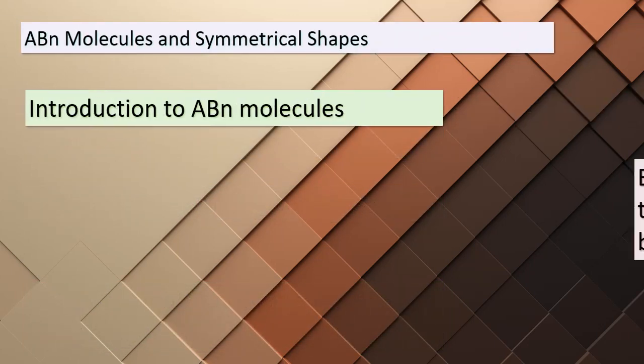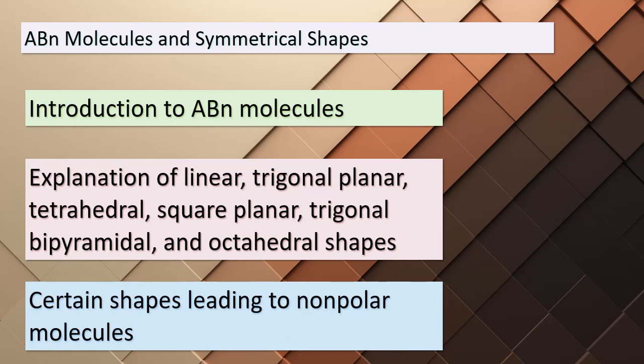Now, let's explore a bit further. We have a group of molecules known as AB_n molecules, where A represents the central atom and B represents surrounding atoms. These molecules can take on various shapes, such as linear, trigonal planar, tetrahedral, square planar, trigonal bipyramidal, and octahedral. Interestingly, certain symmetrical shapes within this group lead to nonpolar molecules, even when individual bonds might be polar.